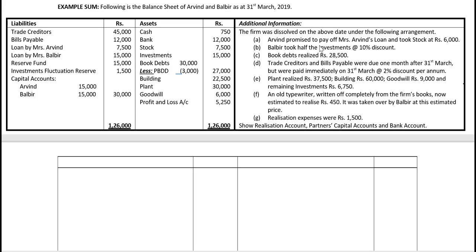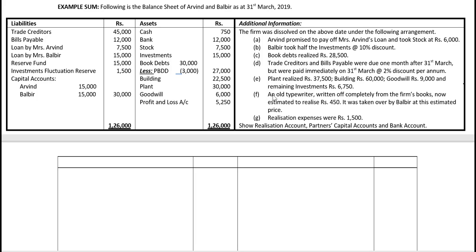The firm was dissolved on the above date under the following arrangement. Point A. Arvind promised to pay off Mrs. Arvind's loan and took stock at rupees 6,000. Point B. Balveer took half the investments at 10% discount. Point C. Book debts realized rupees 28,500. Point D. Trade creditors and bills payable were due 1 month after 31st March but were paid immediately on 31st March at 2% discount per annum.